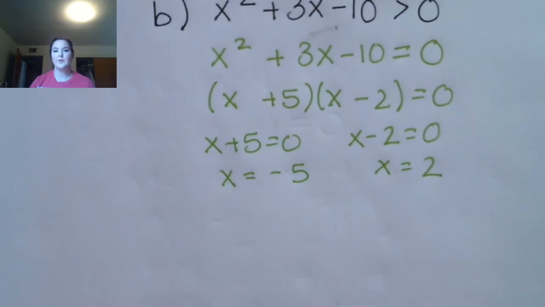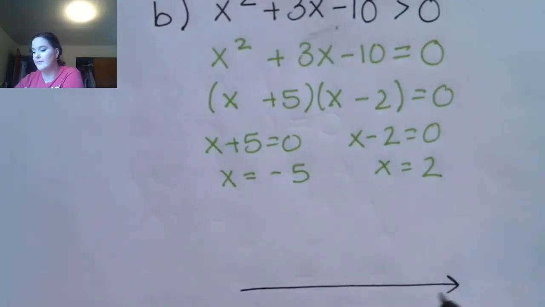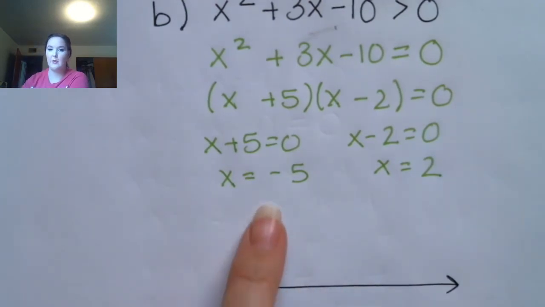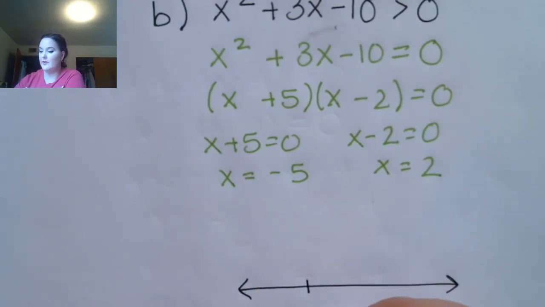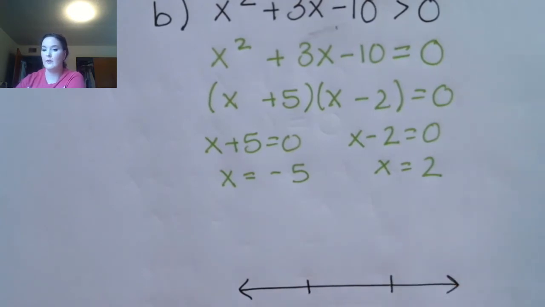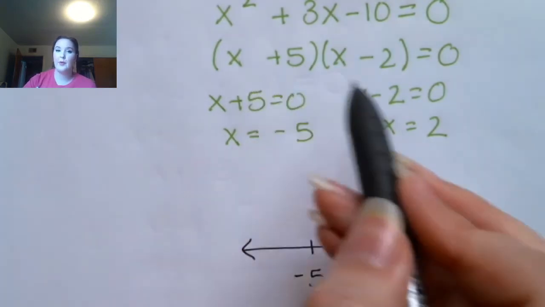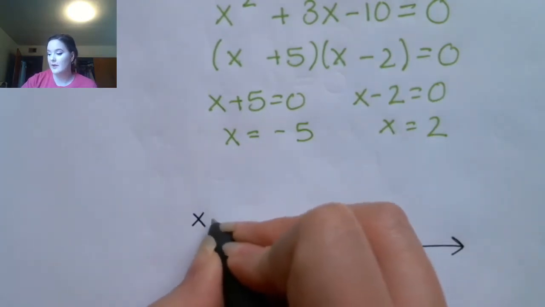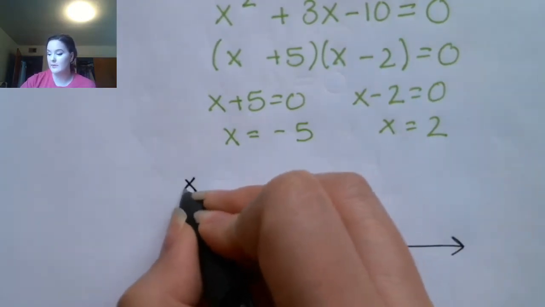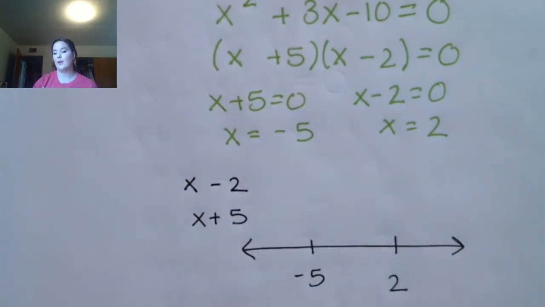So now I'm going to set up my sign chart. I make my number line, and I mark my two numbers here, -5 and 2. Make sure that when you're marking yours on the number line, they're in the correct order. You wouldn't want to put 2 and then -5 because that's not how they appear on the number line. Then I'm going to put each one of my factors, x plus 5, x minus 2. The order of those does not matter.